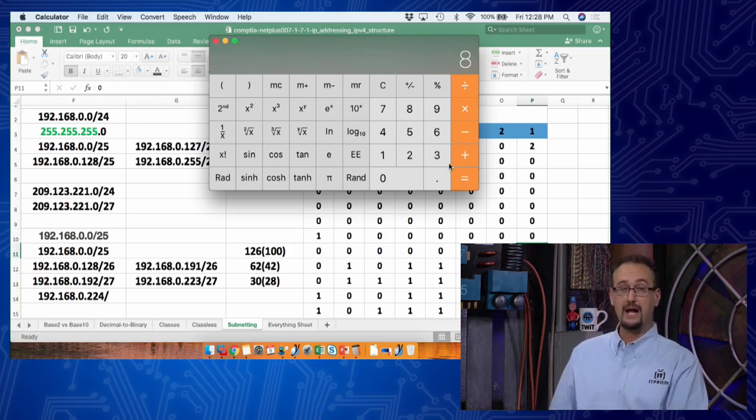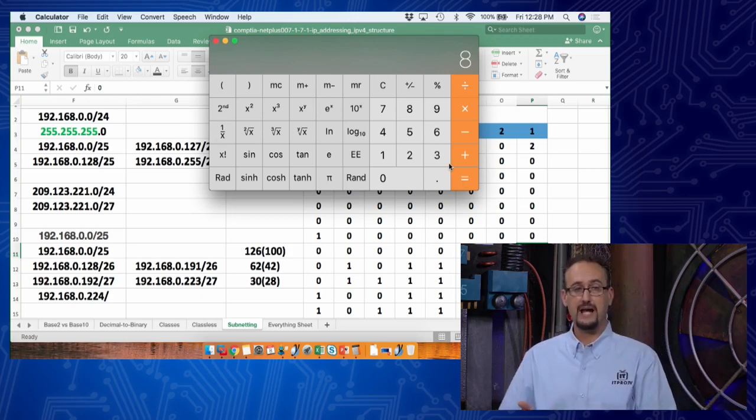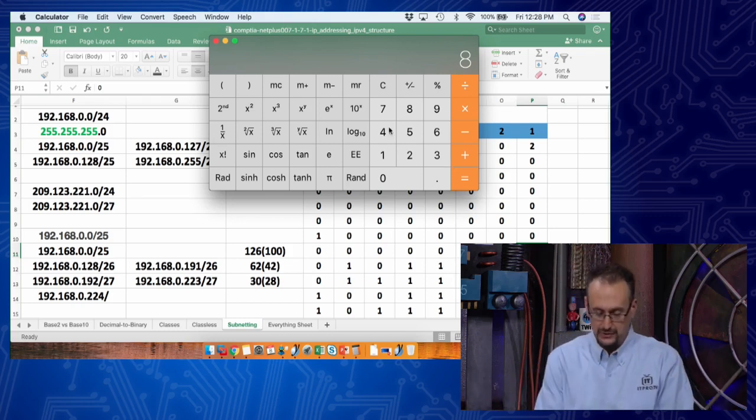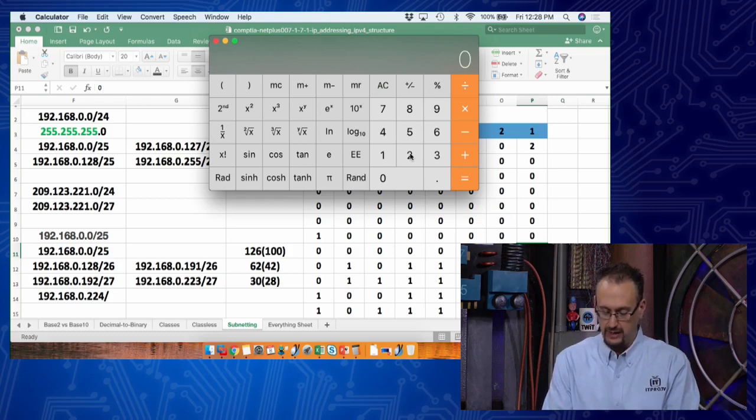Well, I need 9 hosts. I've got 8 here, but I've got to subtract 2. That really only gives me 6 hosts. I know that 3 bits isn't enough. So let's say, how many would 4 bits work?